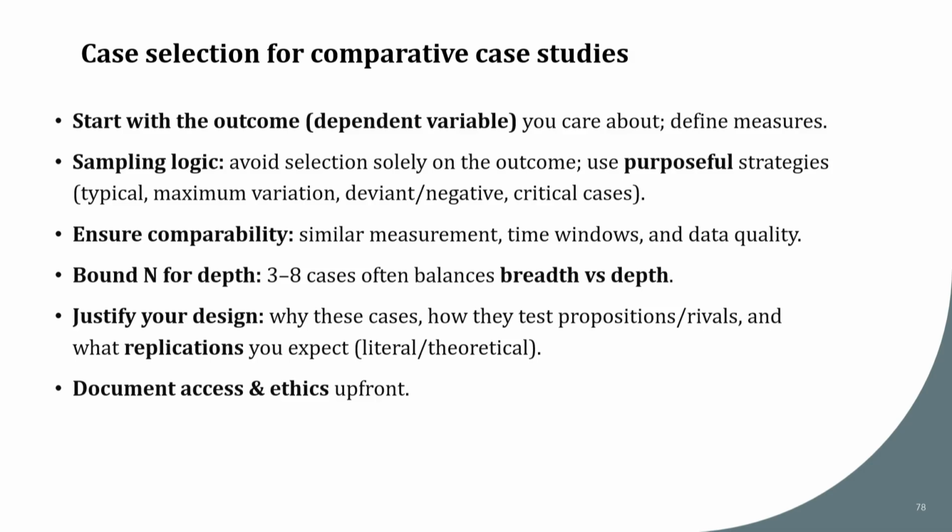So, in comparative case studies, some more points need a little more elaboration. We start with the outcomes we want to explain and then choose cases using purposeful strategies, not just convenience. The cases must be comparable in measurement and time frame, and we usually keep the number small, around 3 to 8, to balance breadth with depth. Finally, we must justify why these cases were chosen and make sure access and ethics are addressed upfront.